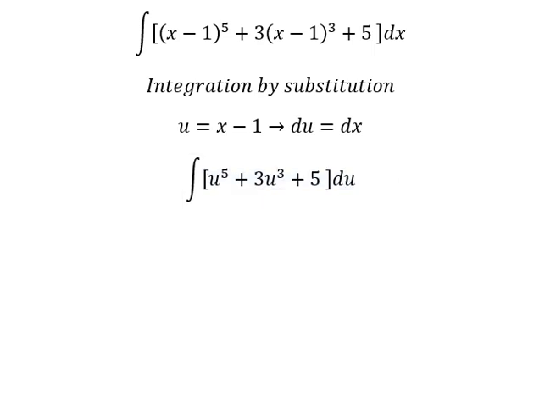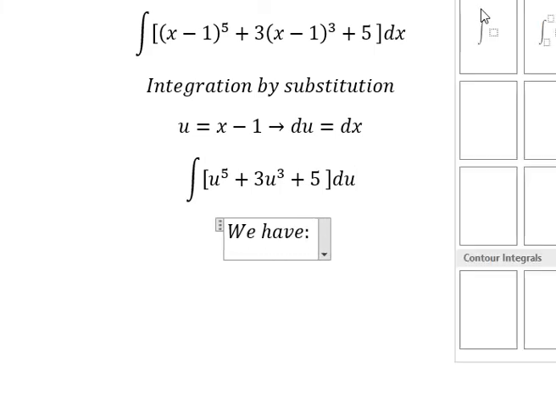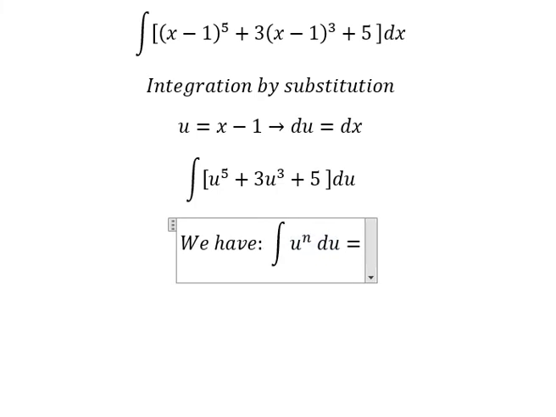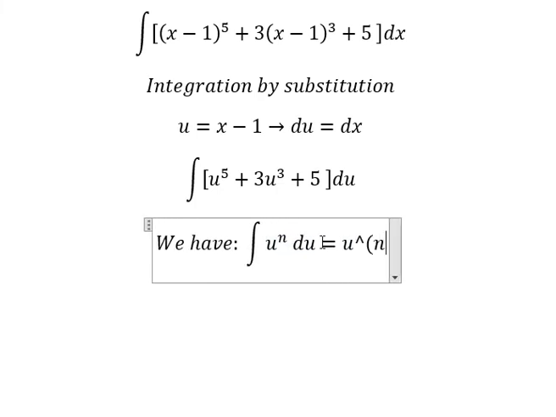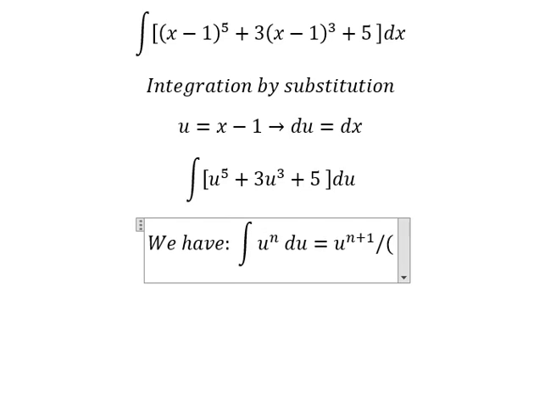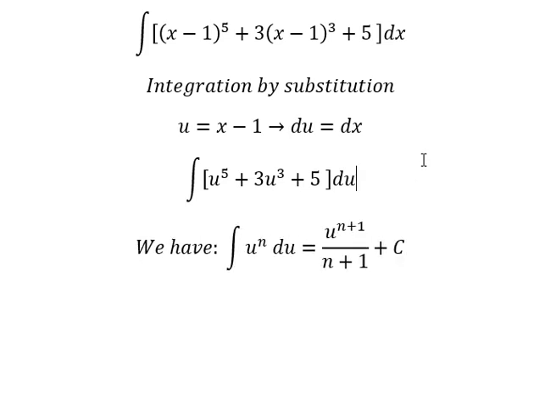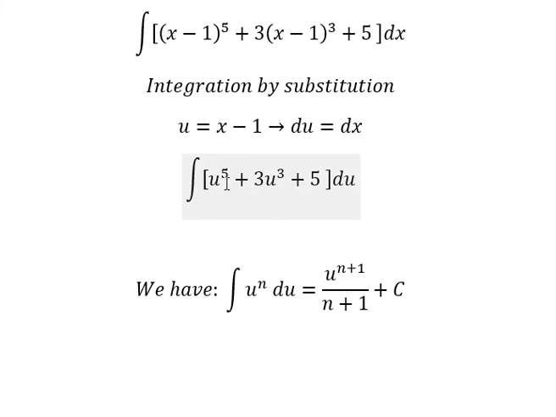We have the formula in here. The integration of u to the power of n du, we have u to the power of n plus 1 over n plus 1, and we put c. Now we can apply the formula for this one and this one.